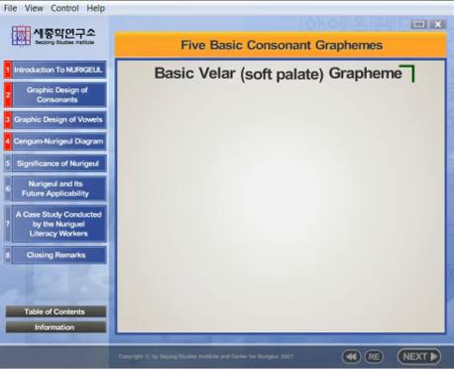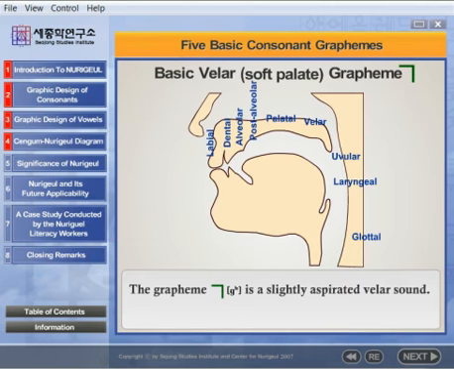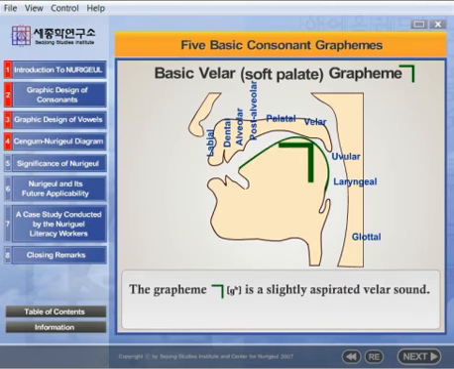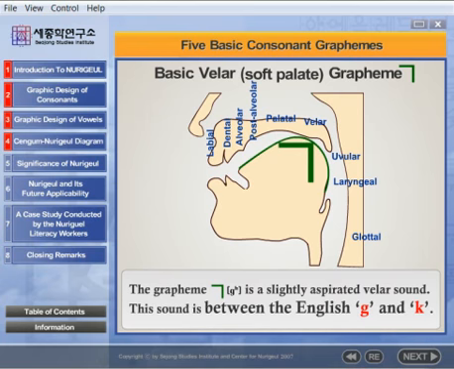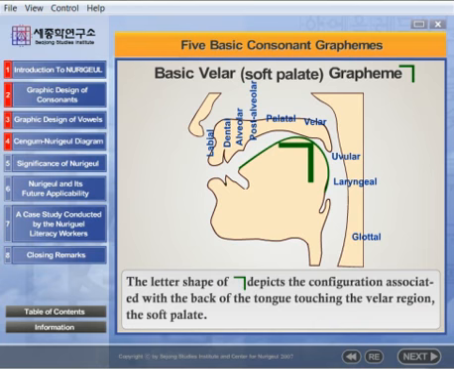Basic velar grapheme Ku. The grapheme Ku is a slightly aspirated velar sound. This sound is between the English g and k. The letter shape of Ku depicts the configuration associated with the back of the tongue touching the velar region, the soft palate.